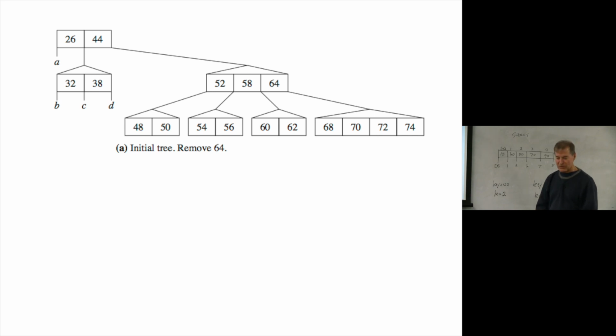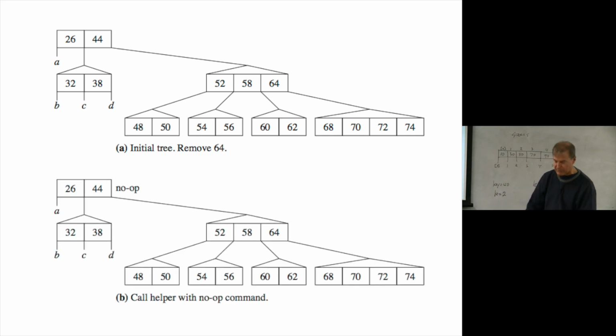All right, so let's go to our code. Remove key, order. If tree is empty, is the tree empty? No. Else if the tree has one element, does the tree have one element? No, because it's 26 and 44. So we call the helper. The first thing that happens is, boom, we call the helper with the no-op. Does everybody see that? Are we good?